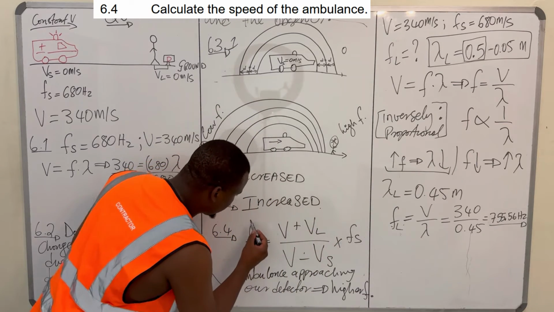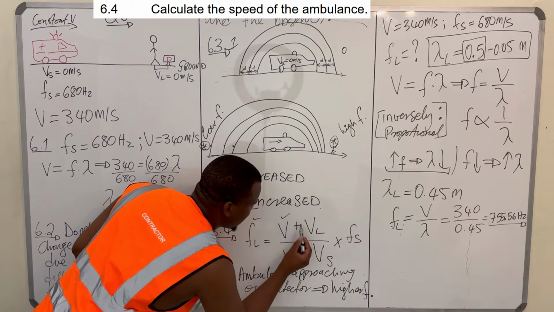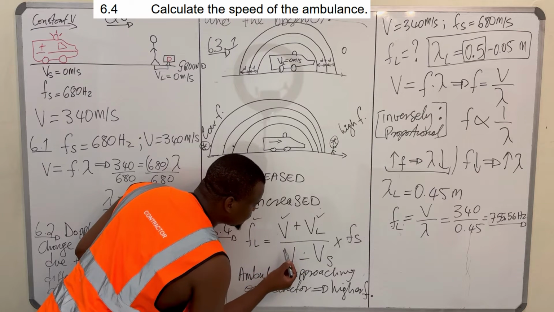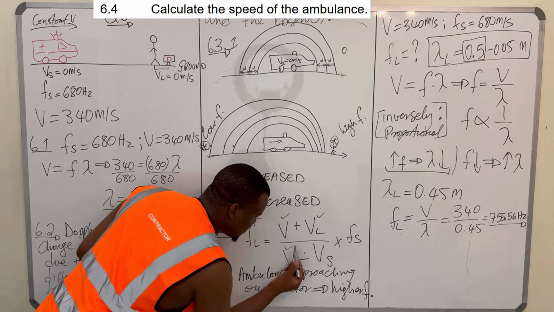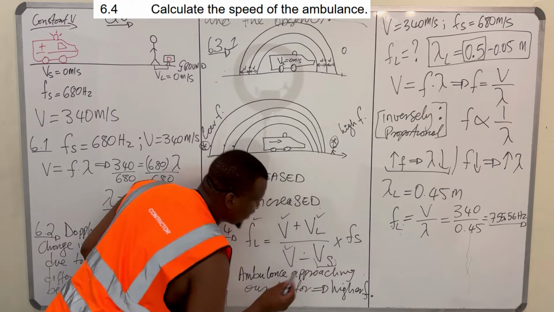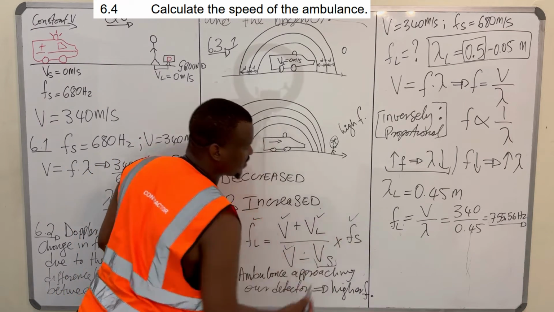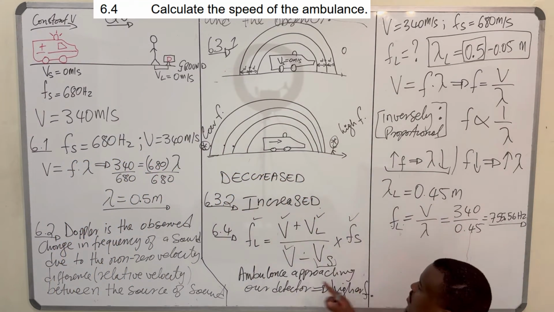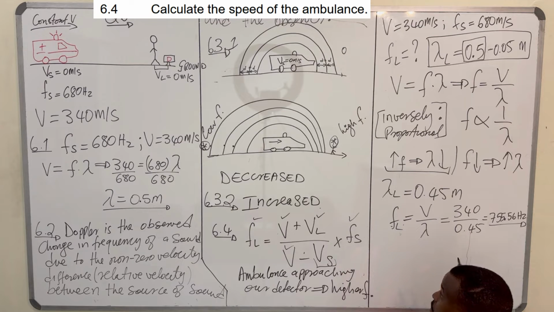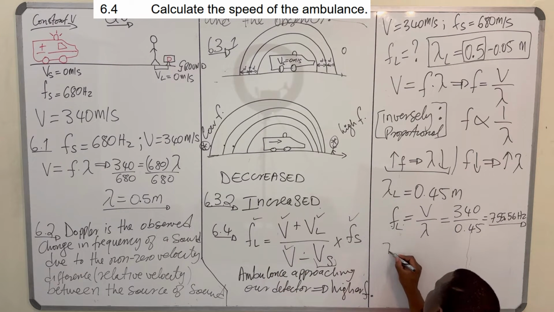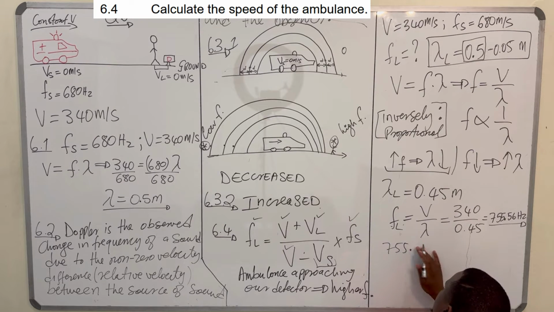If you go to our formula, we have the frequency of a listener, we have the speed of sound in air, we have the velocity of a listener, and the source, which was stationary. This is the speed of sound in air. We want the speed of the ambulance because we have the frequency of the source. We just substitute on this formula here. What is the frequency of a listener? Here it is, 755.56.